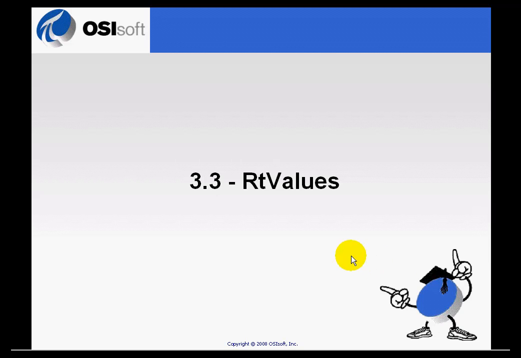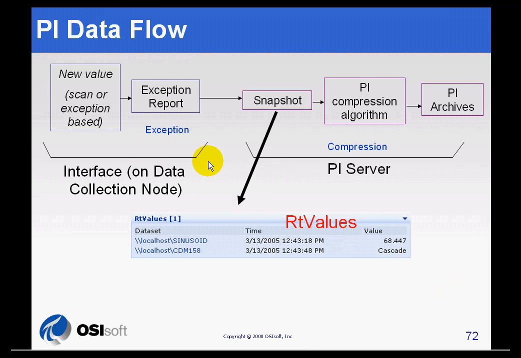The RtValues WebPart is used to display typically current, what we call snapshot data, but sometimes also calculations for specific periods that you can define. Let me take a look briefly at how data flows through the PI system, give you an explanation of what we mean by snapshot data.